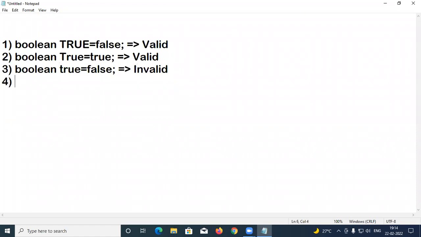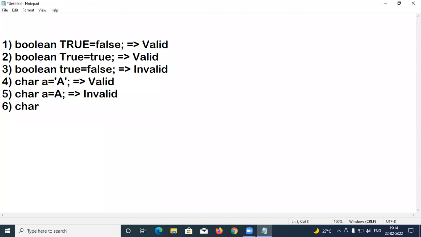Now, one more. Character A equal to 'A'. Is it valid? Yes, it is valid. Okay. Character A equal to A, without quotes. Is it valid? It is not valid. Character literal must be in single quotes. Okay. Invalid.